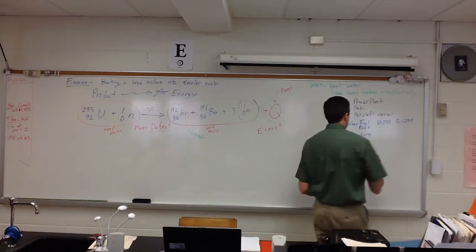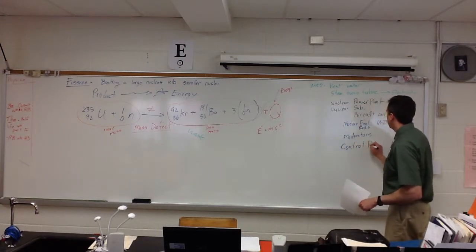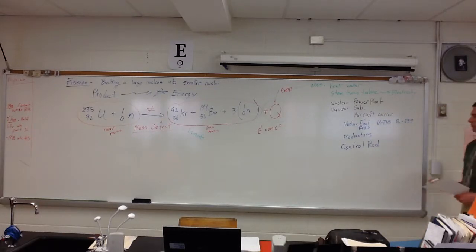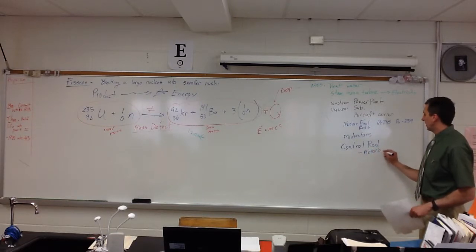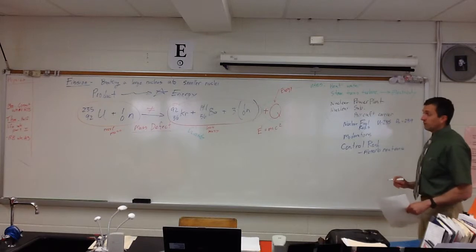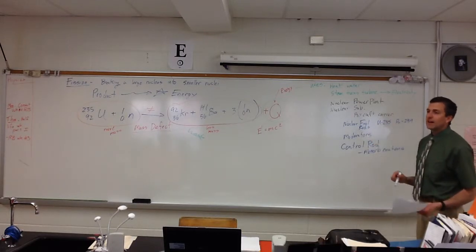The next thing you got is a control rod. Now, a control rod has a really important job. The control rod needs to absorb neutrons. If it fails to do that quick enough, this reaction gets out of control.